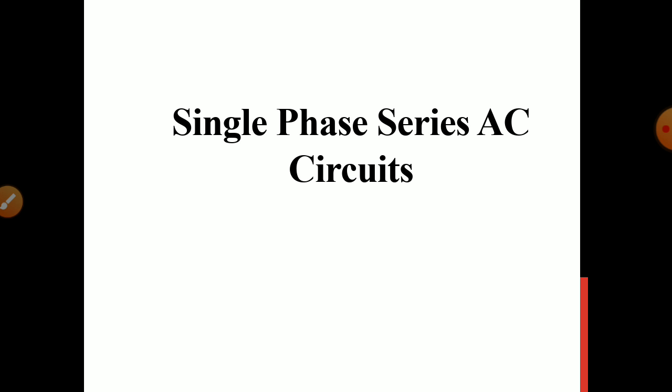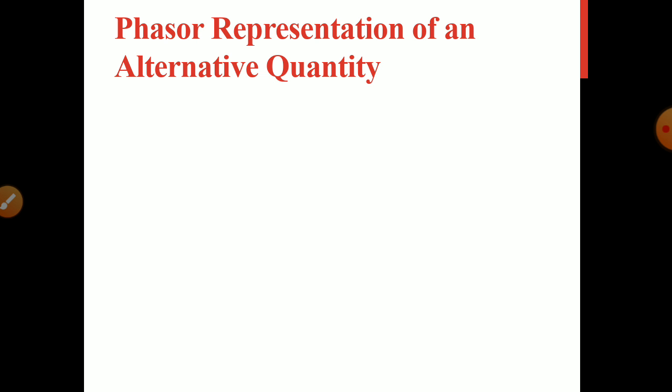Now, this time we will discuss the operation waveforms, then phasor diagrams, impedance triangle, and power triangle for a series combination of R, L and C driven by an AC supply. Now some important basic concepts. So, phasor representation of an alternating quantity.